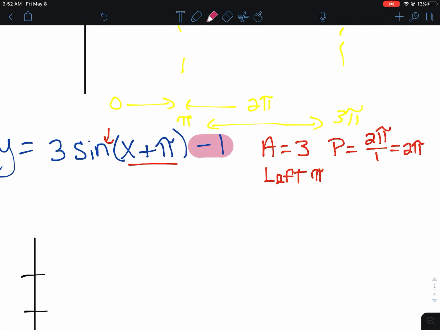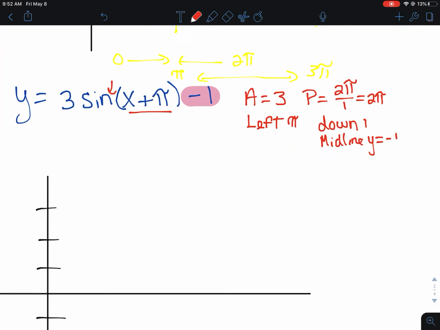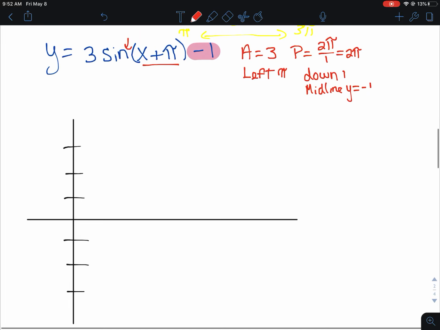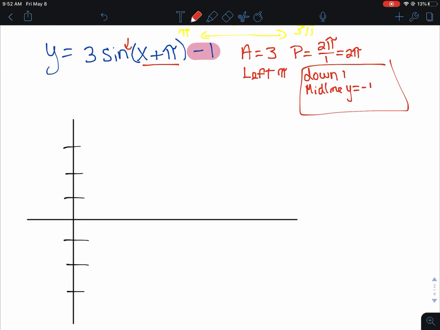It's always opposite of what you see in the parentheses. And then minus 1 tells me it's shifted down 1. Okay, so my midline is y equals negative 1. So let's go to my graph here.